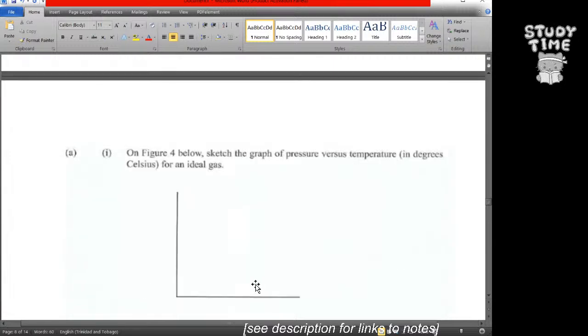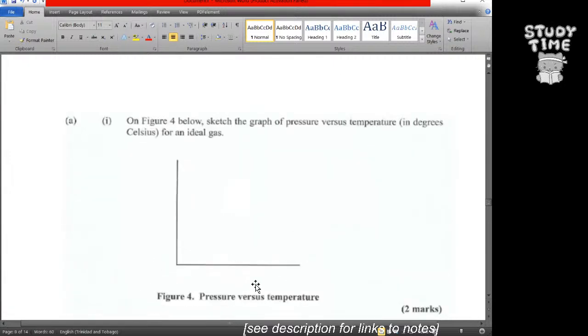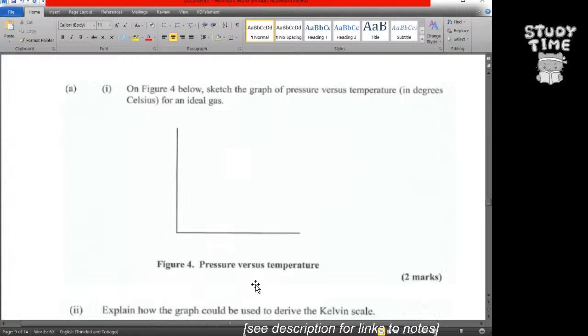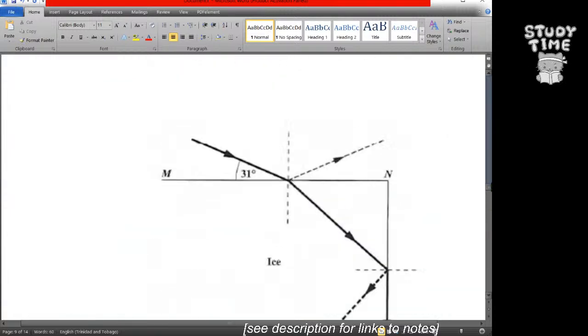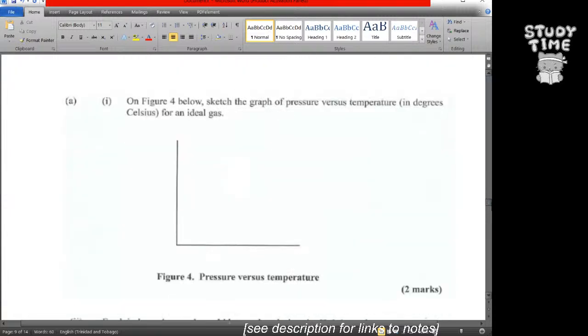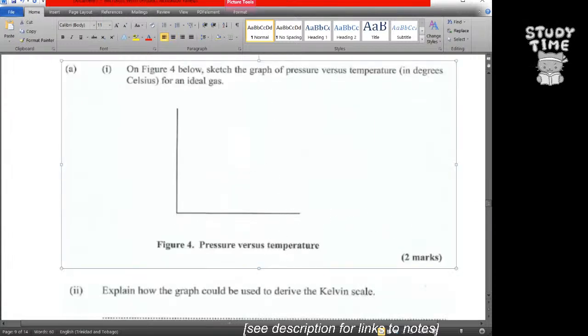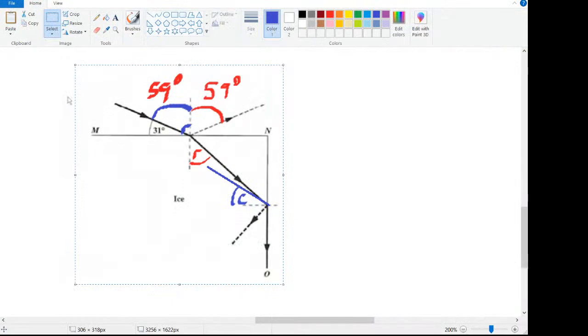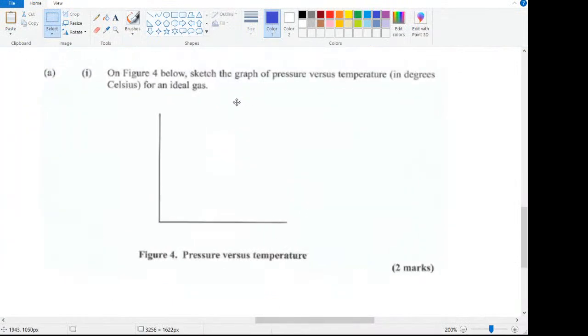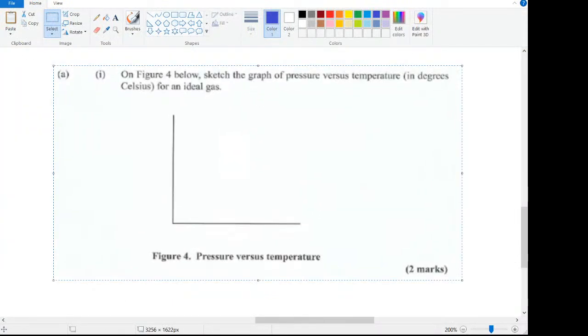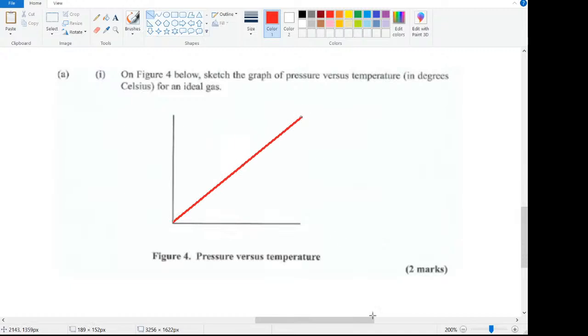Alright. Okay, so that was question 3. Alright, question 4. On figure 4, sketch the graph of pressure versus temperature, but in Celsius. Remember, if it was in Kelvin, it would look like that, but because it's in Celsius, it will look more like so.